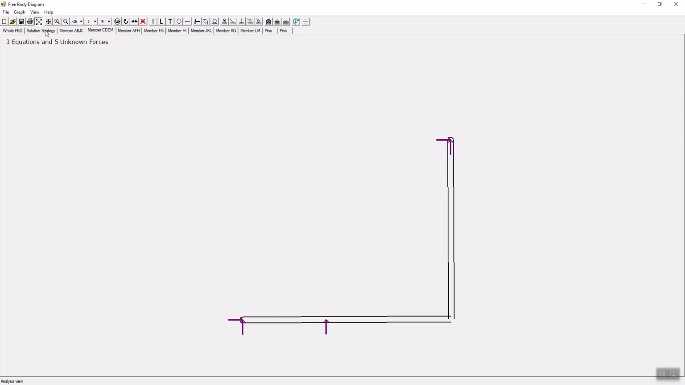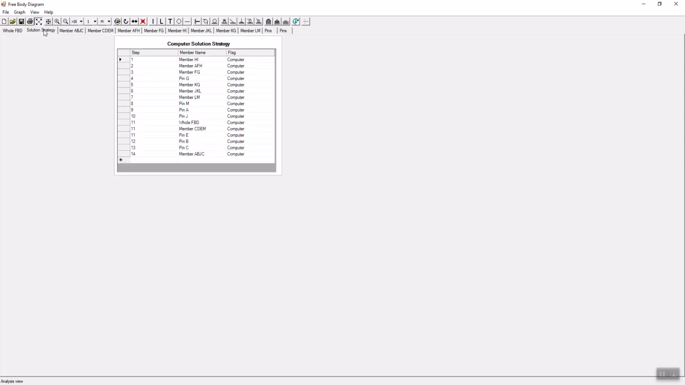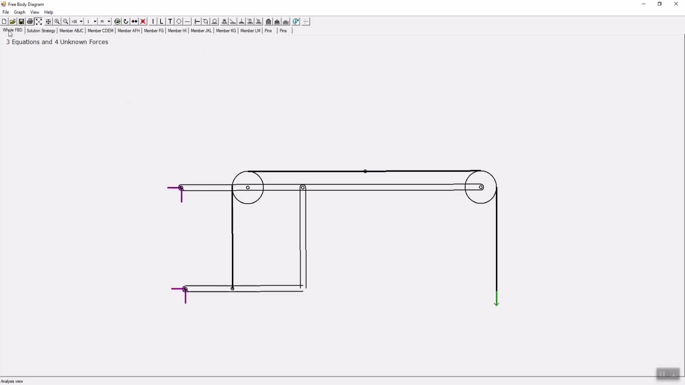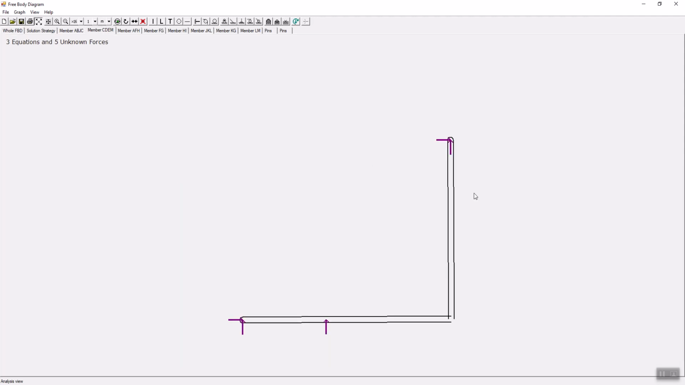So when we go to step 11 and write equilibrium equations for whole FBD and member CDEM, we can write 6 equations and determine the 6 unknowns, which are 1, 2, 3, 4, 5, and 6. So now the frame is completely solved.